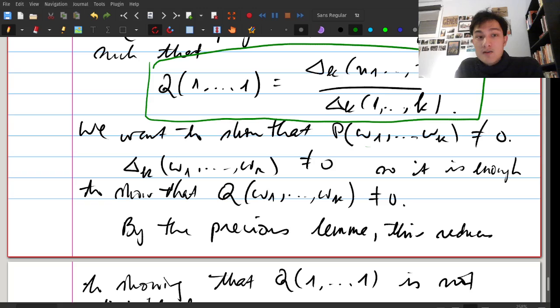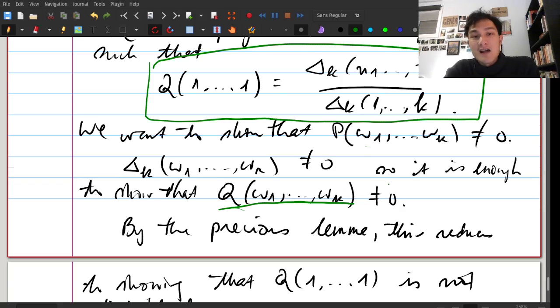Okay, so delta K of omega 1 through omega K is already non-zero because omega 1 up through omega K are assumed to be distinct, and this Vandermonde determinant is a product of their differences, right? It's omega j minus omega i for all i less than j. So they're all distinct, which means that product is non-zero. And so it's enough to show that Q of omega 1 up through omega K is non-zero.